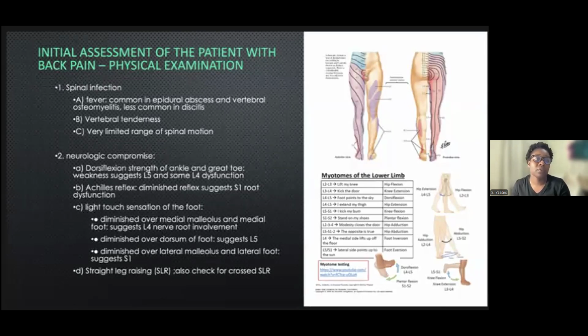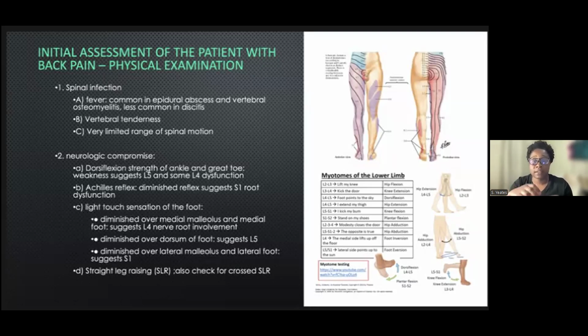Some things we should look out for is if the patient has a fever. Fever is very common in epidural abscesses and vertebral osteomyelitis. It is less common in discitis. Also, if they have any vertebral or paravertebral tenderness, a very limited range of spinal motion, or if the patient is having some form of neurologic compromise.